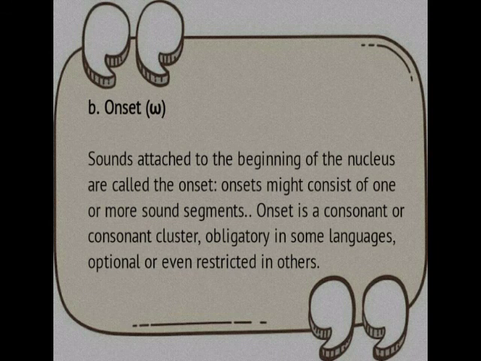Number 2 is onset. Sounds attached to the beginning of the nucleus are called the onset. Onset might consist of one or more sound segments. Onset is a consonant or consonant cluster, obligatory in some languages, optional or even restricted in others.